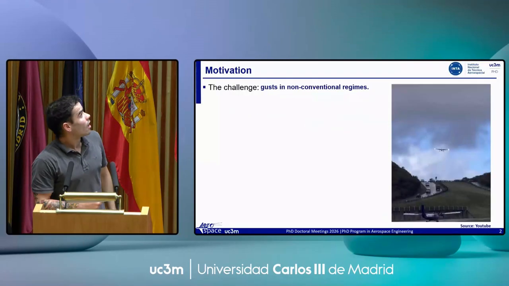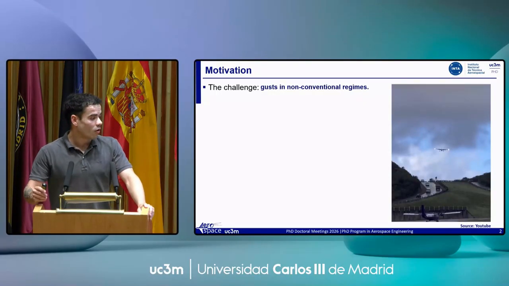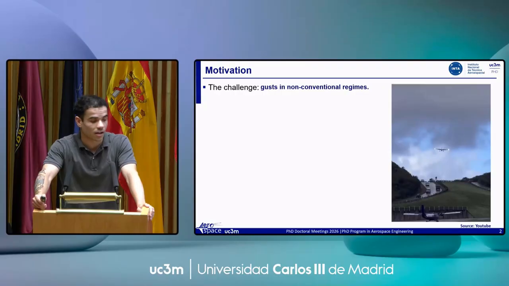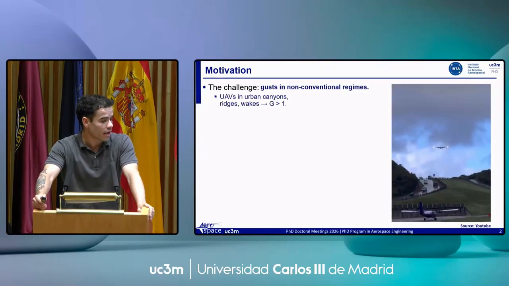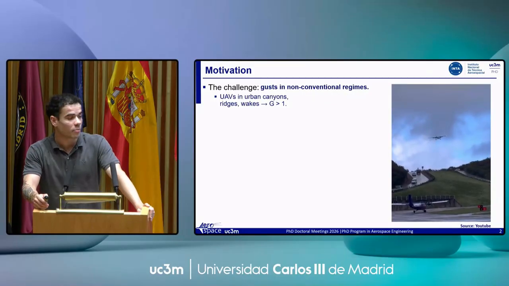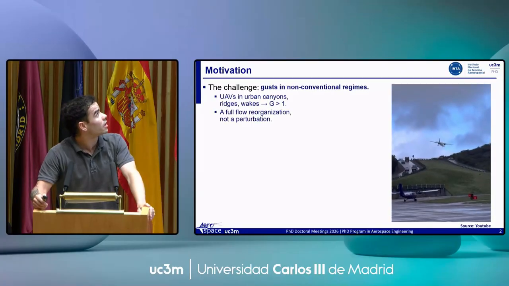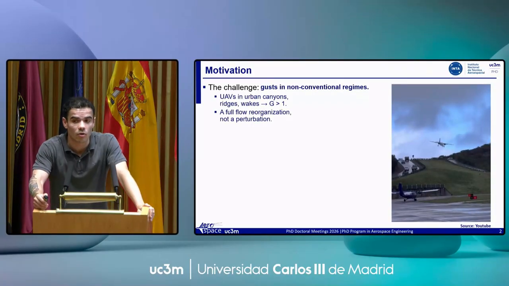of Madrid. Okay, first let's start with the main challenge of the thesis, which are gusts in non-conventional regimes. For vehicles like UAVs in urban canyons, a strong gust can appear, causing great instabilities to the vehicle, as we can see in this video. These disturbances are no longer perturbations.